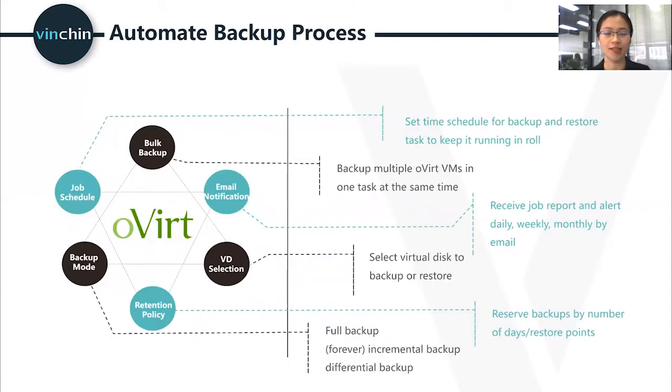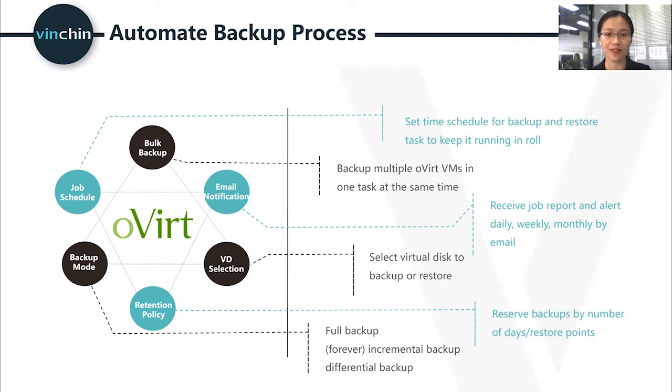Automated backup is another key concern for most oVirt users. With smart job settings, you can back up and restore multiple VMs in one job at the same time. Set a time schedule for a backup and restore job to keep it running automatically without manual operation every time. Also set email notifications to receive job running reports and alerts daily, weekly, and monthly, so you don't have to log in to the system to know what the backup server has done. And also, if a task goes wrong, you can receive the error message and the progress in the first place.